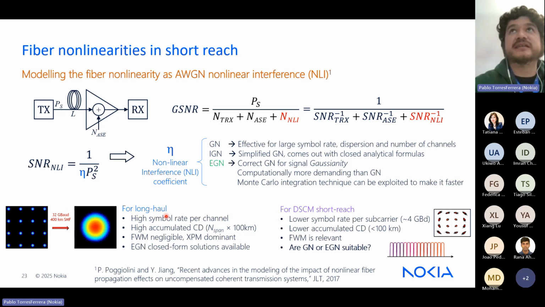Unfortunately, for the short-reach scenario, as you can see here, the constellation at the output is not Gaussian anymore; it doesn't look like Gaussian noise. Also, we have a lower symbol rate per subcarrier and lower accumulated dispersion. We are talking about links that are 20 kilometers, 40 kilometers for extended reach, and less than 100 kilometers on average, even considering the metro access link. In this case, four-wave mixing is relevant since we have a very low symbol rate and we use subcarrier multiplexing. All these channels are densely packed together. And then the question here is whether the GN or EGN models are still suitable for analyzing these.